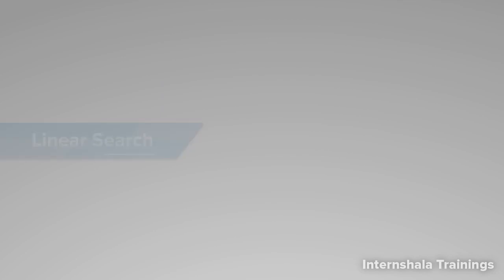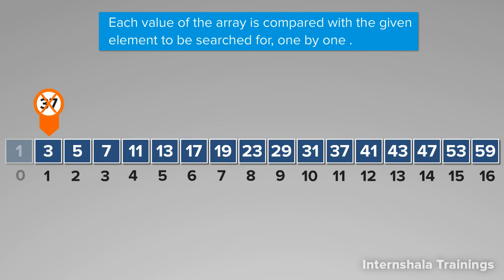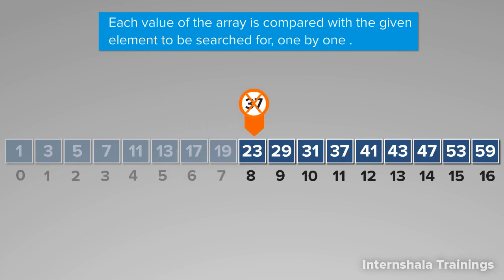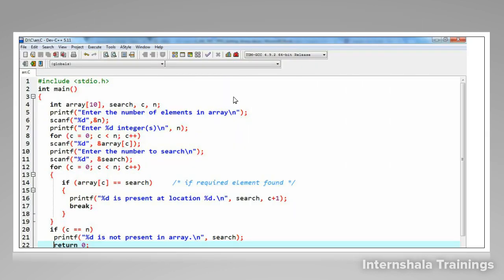In this technique, we compare each value of the array with the given element to be searched for one by one. Since we search for the elements by traversing the array sequentially, this algorithm is named as sequential search. Here is the code to understand this better.